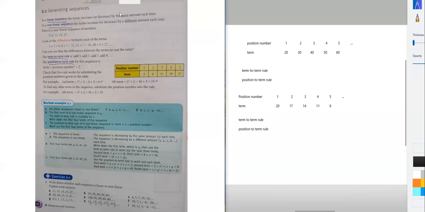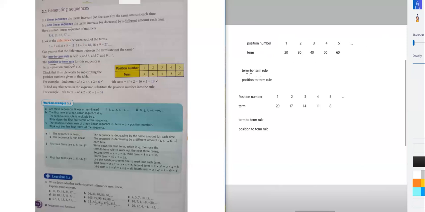Okay, so back to this example here. You can see from here, the terms are the sequence: 20, 30, 40, 50, and 60. What does the position number mean? Position number is the position of the term. This is the first term, that's why we consider it as one, the first number. And this is the second number, this is the third number, the fourth and the fifth, and so on. You have many more coming.